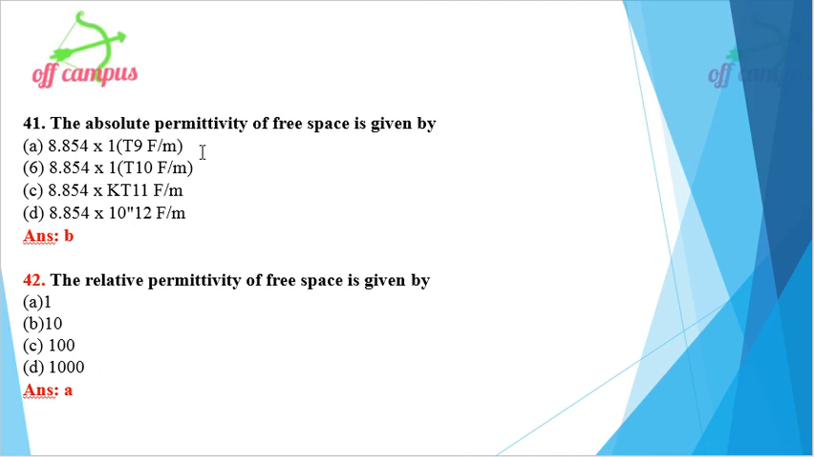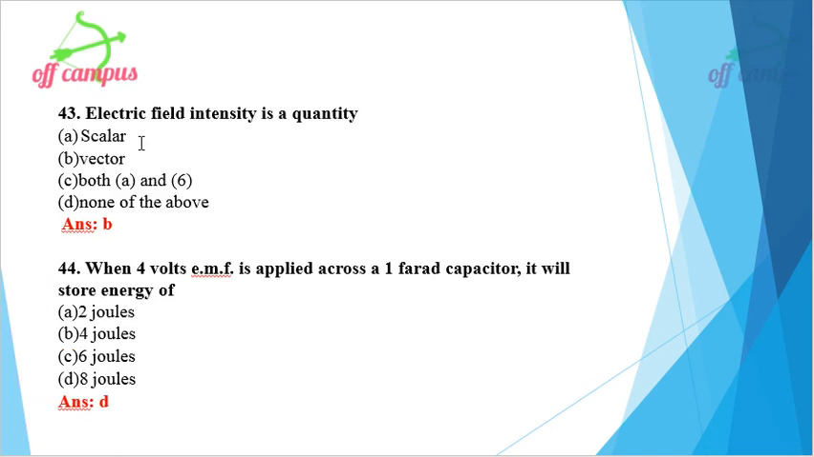So we know that the absolute permittivity of free space is given by 8.854 into 10 power minus 12 farad per meter. Then the relative permittivity of free space is nothing but 1. We know both values. Moving on to the next one: electric field intensity is a vector quantity, electric field is a vector whereas electric potential is a scalar.